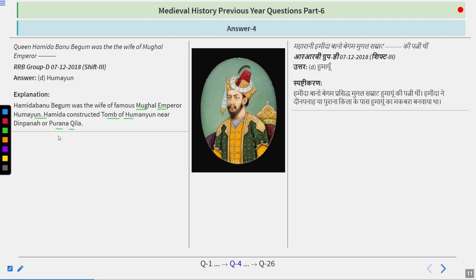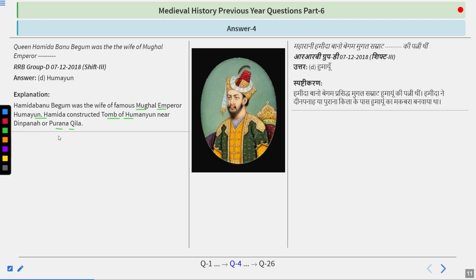And if we talk about Hamida Banu Begum, she was married to Humayun when Humayun was in exile. She was the daughter of the teacher of one of his brothers, Kamran Mirza. Both of them had a child that later became the great emperor Akbar, who was born in 1542 in Amarkot in the reign of King Virsal. So remember, Humayun's wife was Hamida Banu Begum.